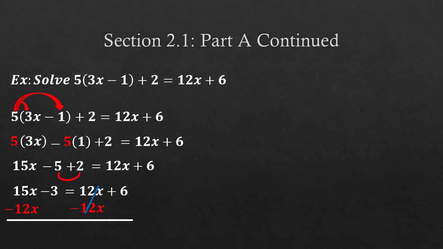The 12s on the right hand side cancel. Positive 15x combined with negative 12x, unlike signs, subtract, keep the sign of the larger number. That will give me a positive 3x. Bring my negative 3 down, equals 6.